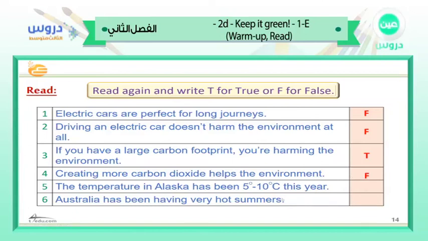Very good. Okay, now let's look at this sentence. The temperature in Alaska has been 5 to 10 degrees Celsius this year. Is this a true or a false statement? Okay, yes, very good. It's a true statement. That's what they have said about it, that it has been 5 to 10 degrees in Alaska and in Canada. Okay, Australia has been having very hot summers this year. Is it true or false? Yes, very good. Since 1850, it has never been the same. The weather has changed and now it is the hottest time. So it's a true statement.